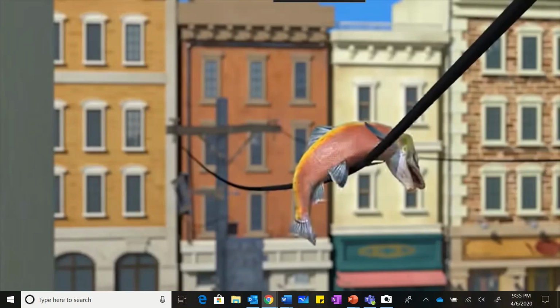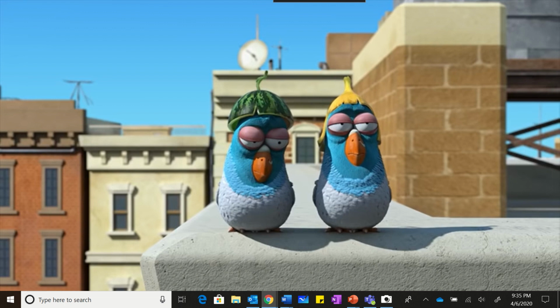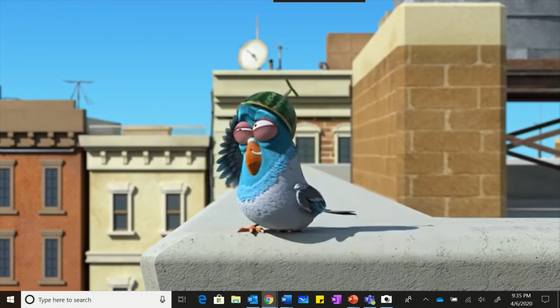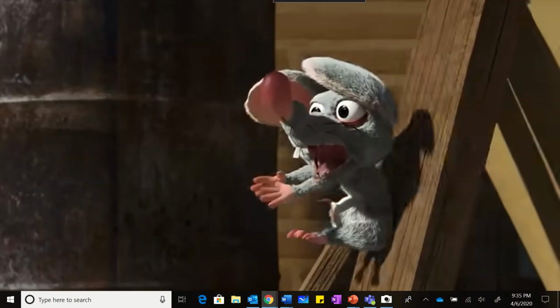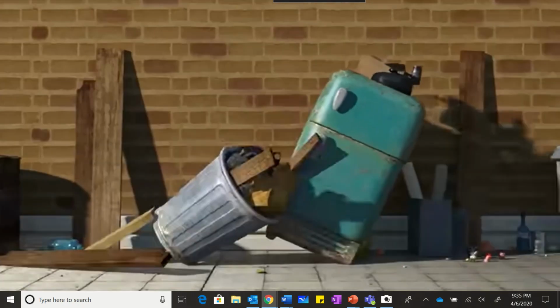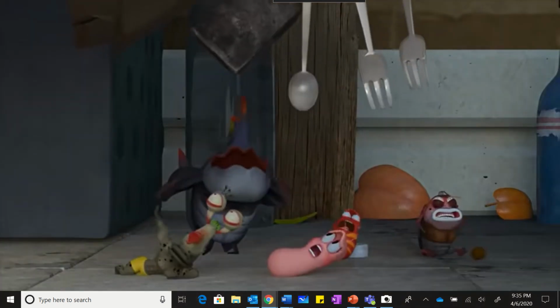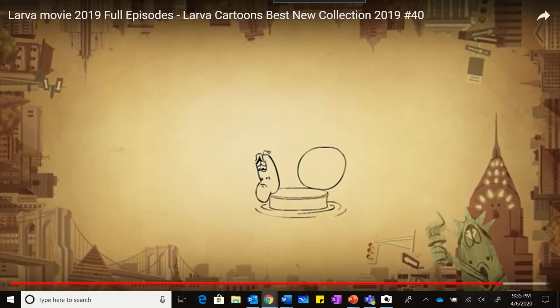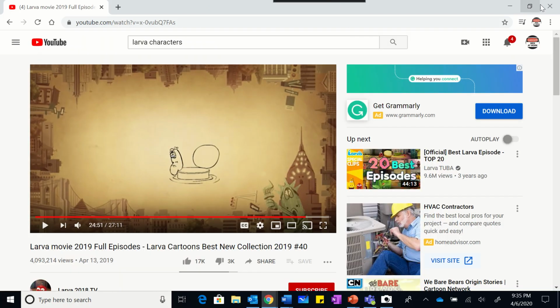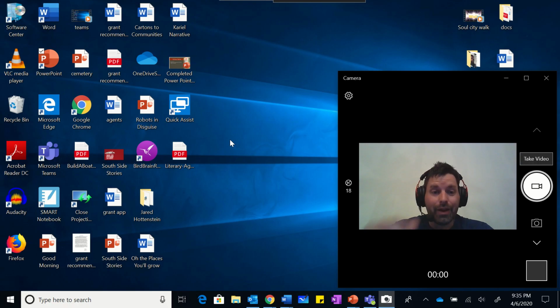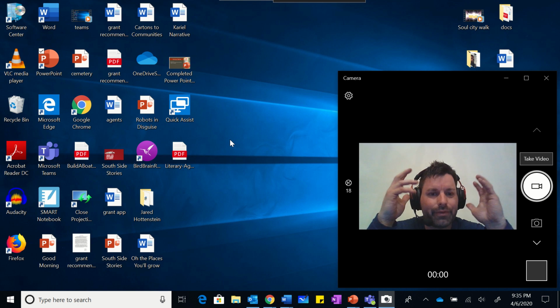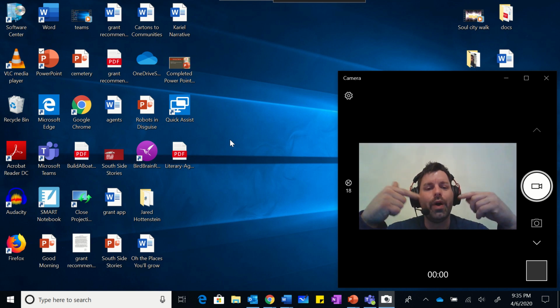The guy slips, the fish comes back to life, the bird drops, the rat knocks a bunch of stuff over, and all his friends still get hurt. Oh, you gotta love it. I love that yellow larva character. What a perfect example of character development by what they do.